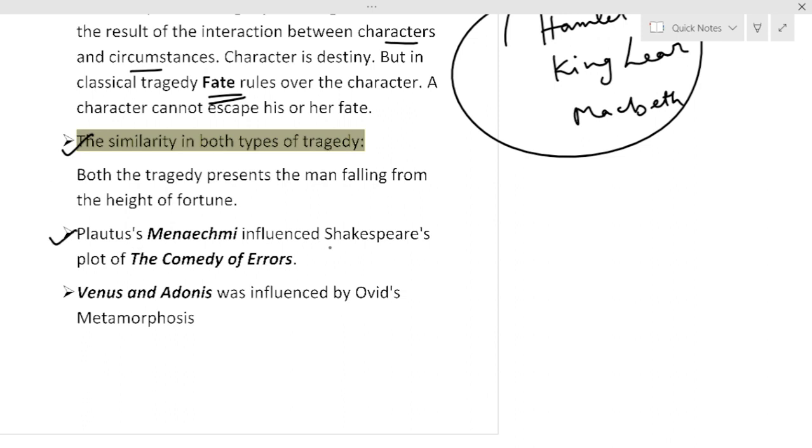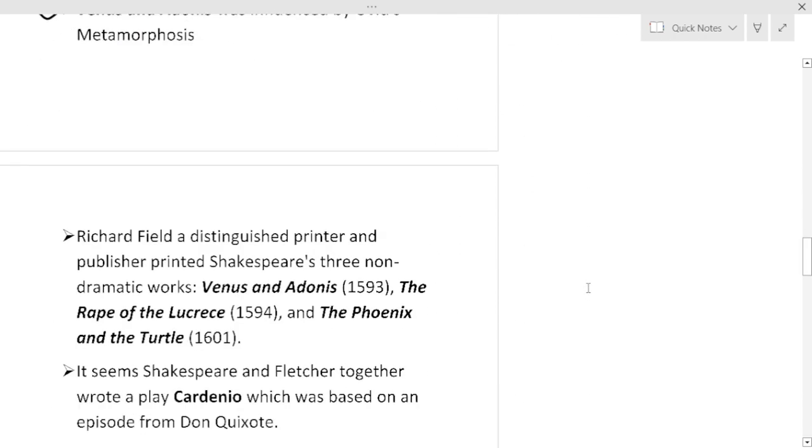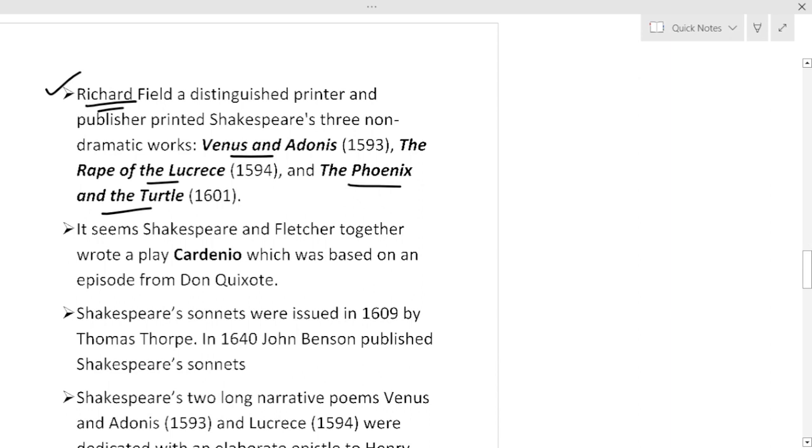Plautus's Menaechmi influenced Shakespeare's plot of The Comedy of Errors. Venus and Adonis was influenced by Ovid's Metamorphoses. Richard Field, a distinguished printer and publisher, printed Shakespeare's three non-dramatic works, that means Venus and Adonis, The Rape of Lucrece, and The Phoenix and the Turtle. So Richard Field had published these poems.